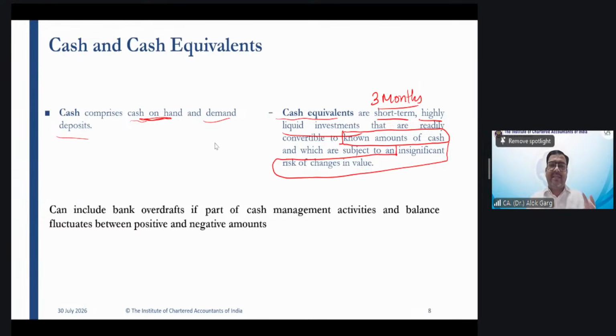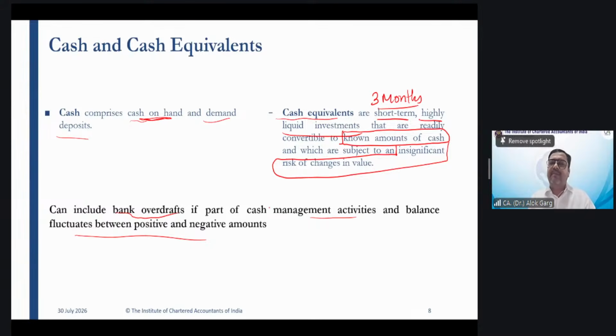So what is cash? Cash is cash on hand and demand deposit. What is cash equivalent? Cash equivalents are short-term, highly liquid investments which can be convertible into a known amount of cash, and which are subject to an insignificant risk of change in value. Friends, this cash and cash equivalent includes bank overdraft also, if it forms part of the cash management activity and fluctuates between the positive and the negative amounts.